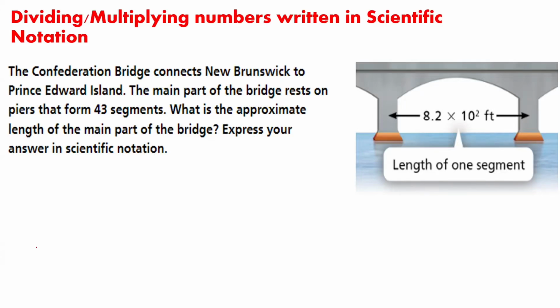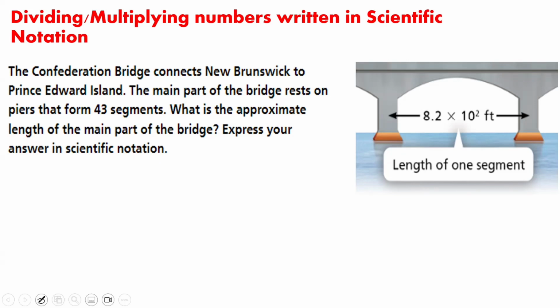In this video, you are going to learn how to multiply or divide numbers written in scientific notation. Using this example on the screen, it says the Confederation Bridge connects New Brunswick to Prince Edward Island. The main part of the bridge rests on piers that form 43 segments.